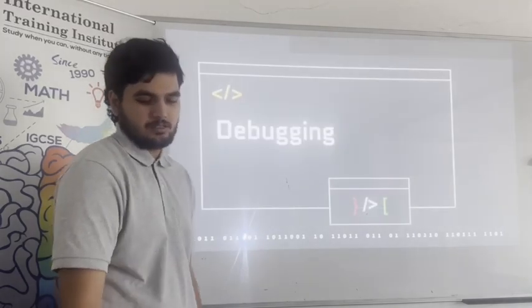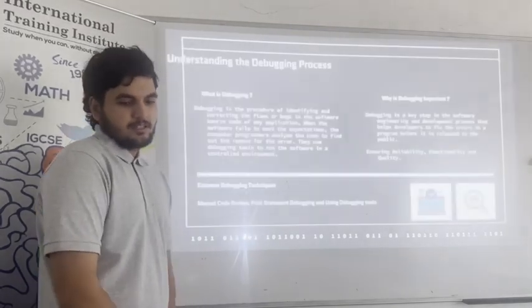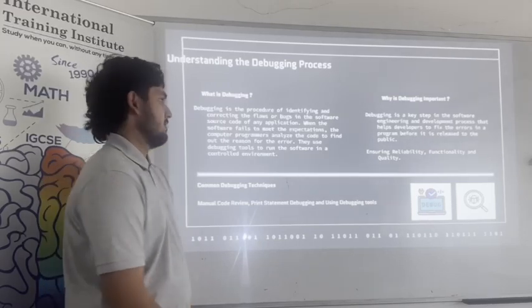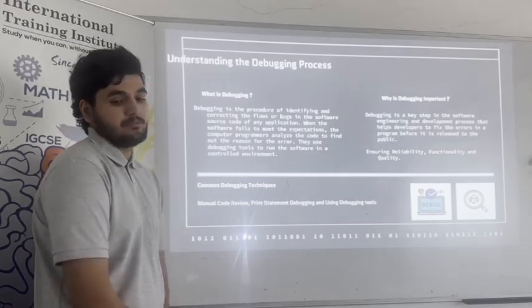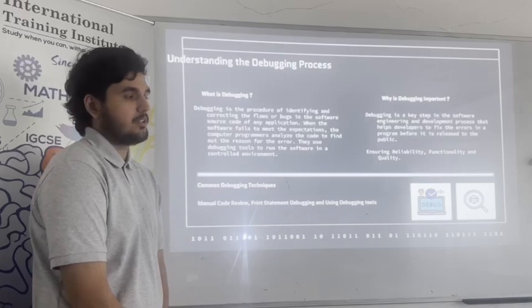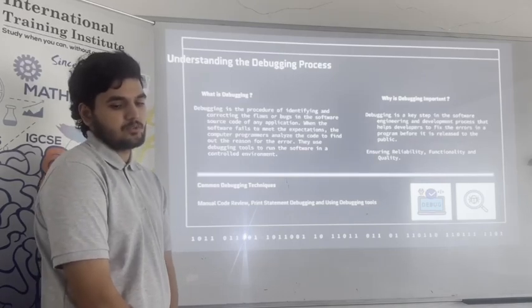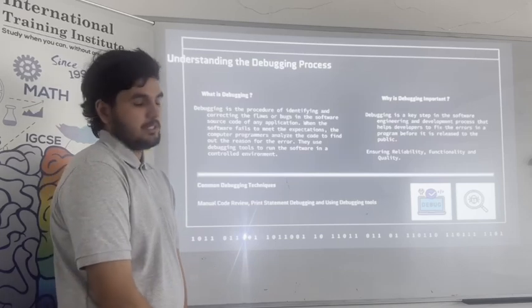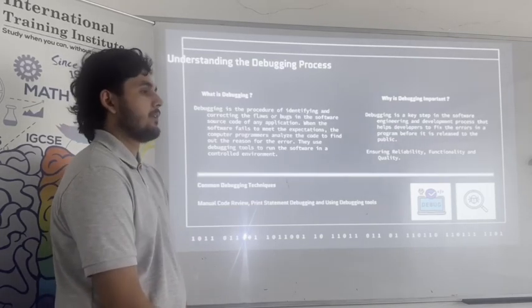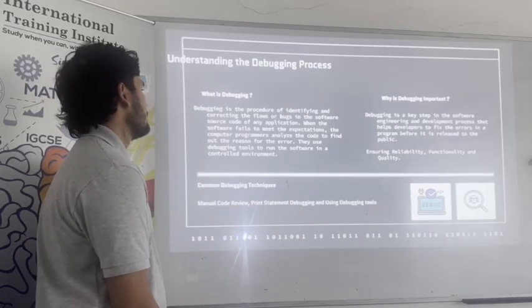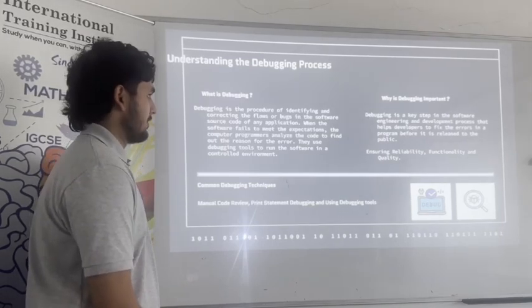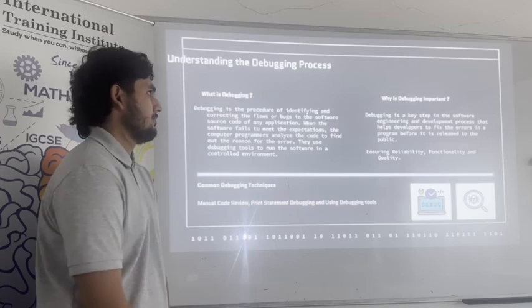So, debugging. Understanding the debugging process. You may ask, what is debugging? Debugging is the procedure of identifying and correcting any flaws or bugs in the source code of any application. When the software fails to meet expectations, computer programmers may analyze the code to find out why the issue has occurred. They use debugging tools to run the software in a controlled environment.